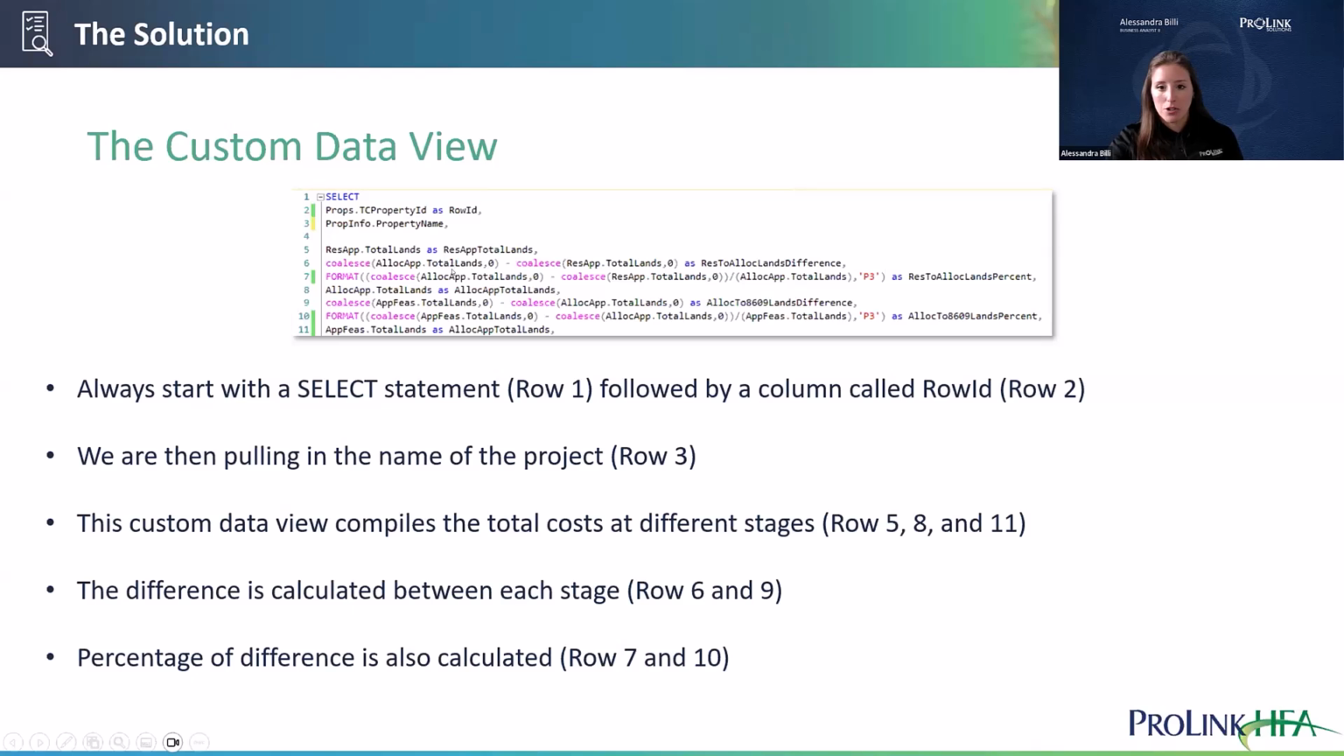And similarly here, we're doing the alloc app minus the res app divided by the alloc app. And then we're formatting that as a percentage just so you can see it and it's not a decimal point with a bunch of zeros in front. So it looks a little nicer. So this is just a percentage with 3 decimal points. So that's what that is. And we do that again for the next stage.